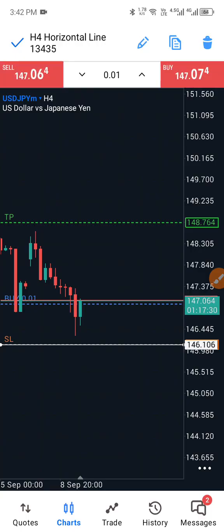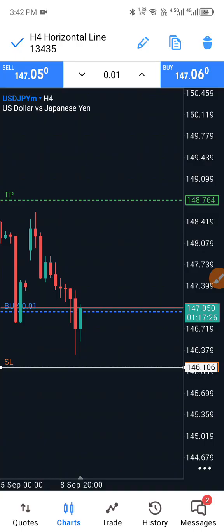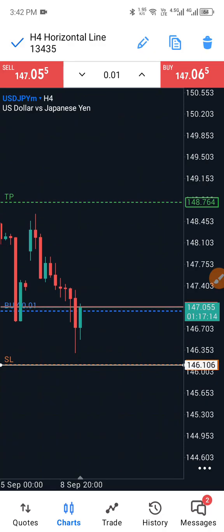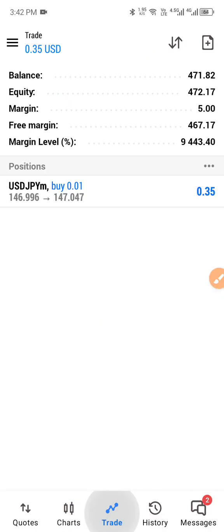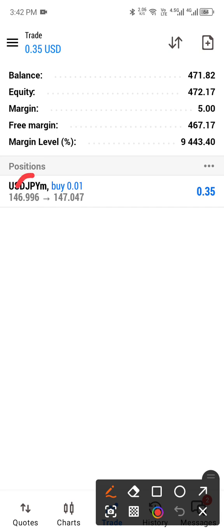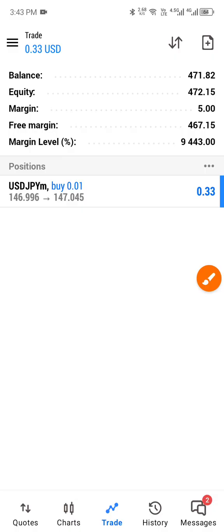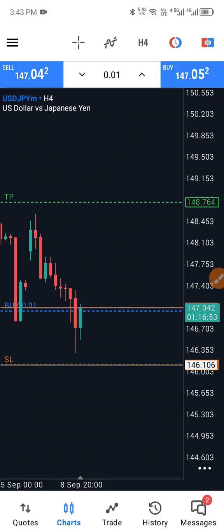First of all, you want to locate your entry price. Your entry price is simply the price where you open the trade. Like I said, this is a buy trade. At what price did I open this buy trade? To get that easily, I can come to trade. This is the price I entered: 146.996. Now this is the current price. As you can see, the price is still running.